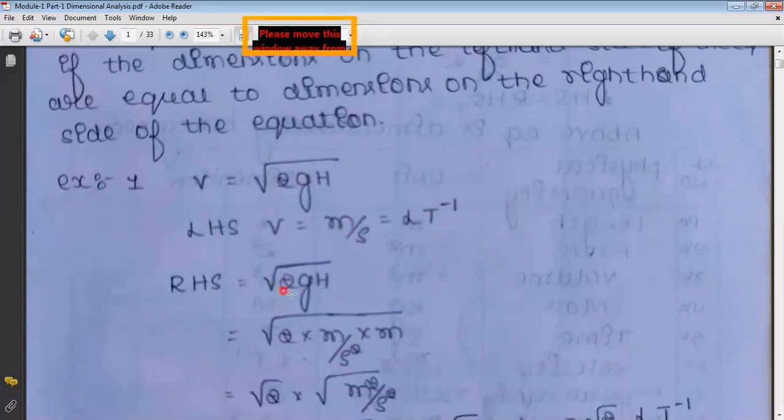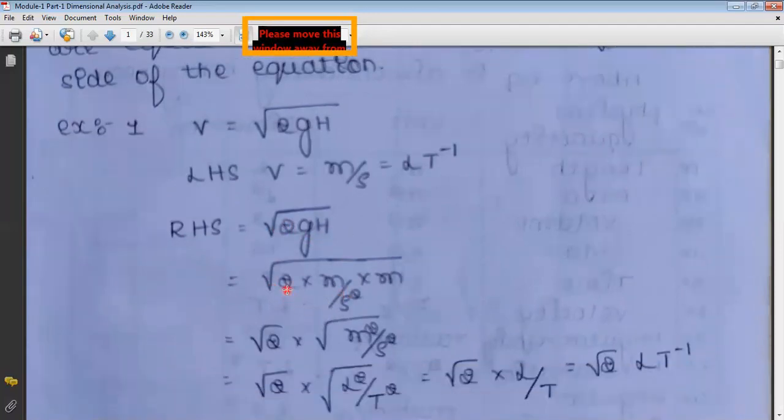The right hand side is the square root of 2gh. Root 2 is a constant. g is acceleration due to gravity, with unit meter per second square. h is the pressure head, and its unit is meter.